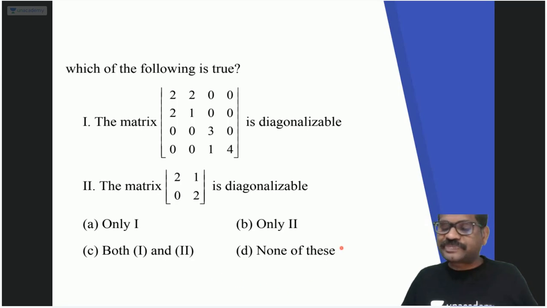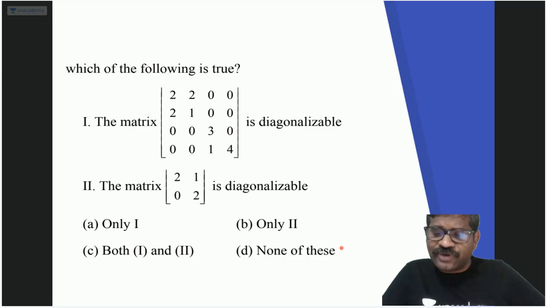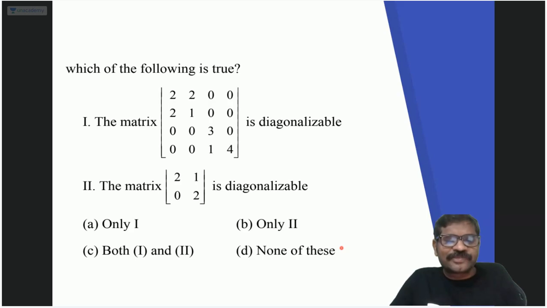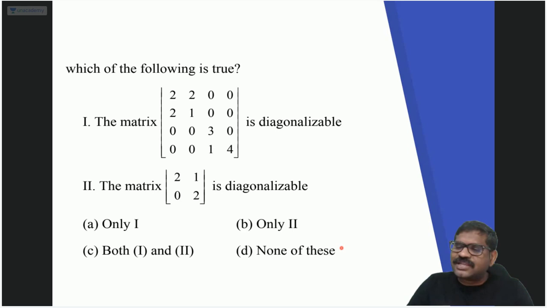Now, which of the following is true? Whether the matrix is diagonalizable or not. First statement is first matrix is diagonalizable. Second statement is second matrix is diagonalizable. Whether both the statements are true or both the statements are false, we have to identify.